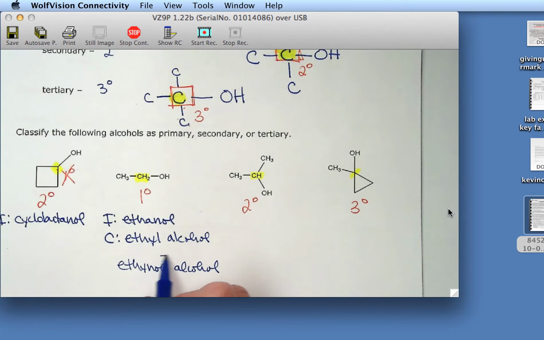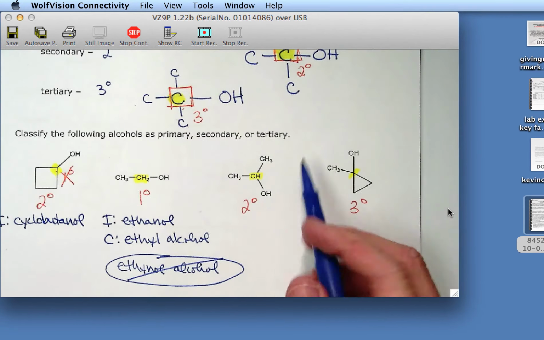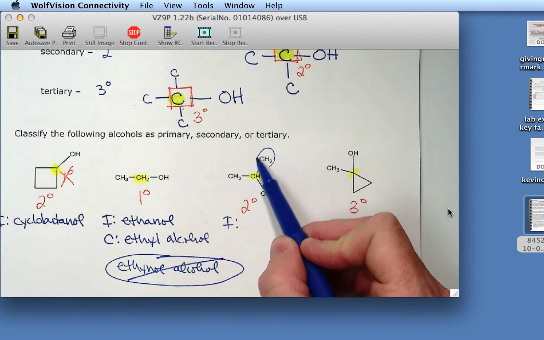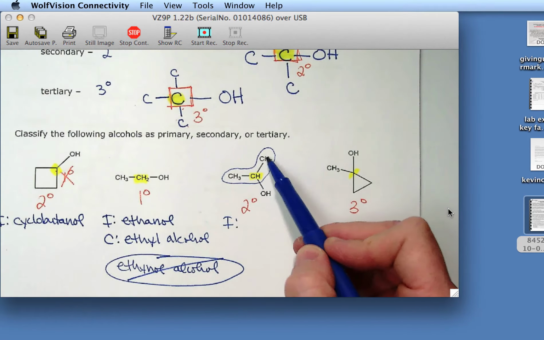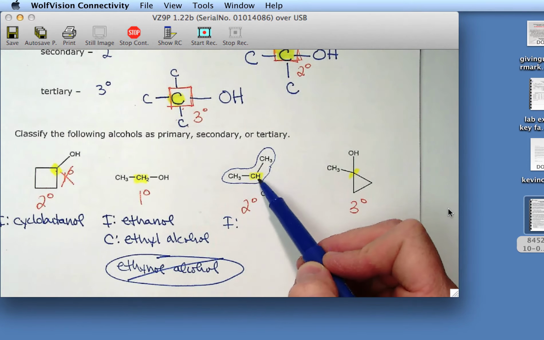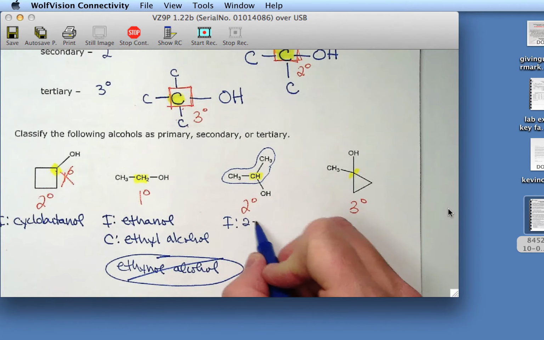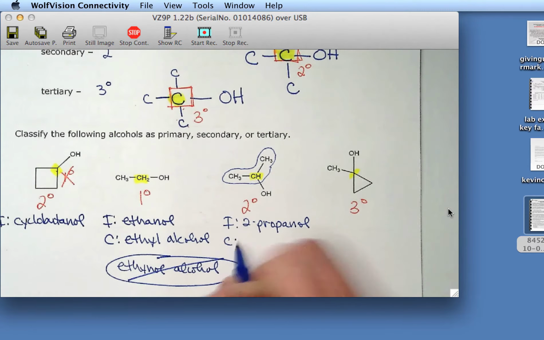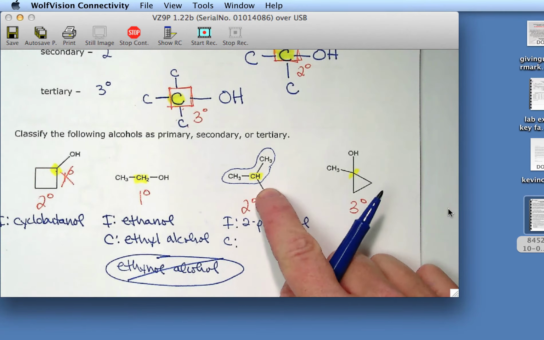So it's not that. Okay, this next structure, IUPAC: longest continuous chain of carbons that bears the OH would be 3. So it would be propane, propanol, and 2-propanol. Common: cover up the OH. What alkyl group is that? Not sec-butyl. Isopropyl alcohol.